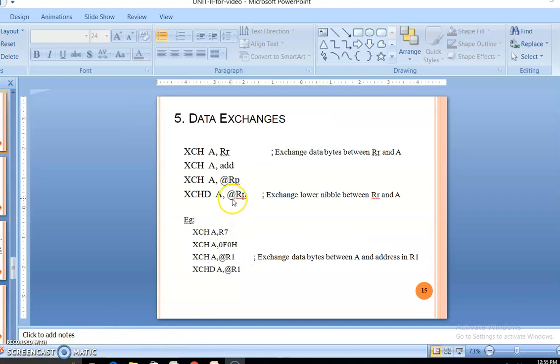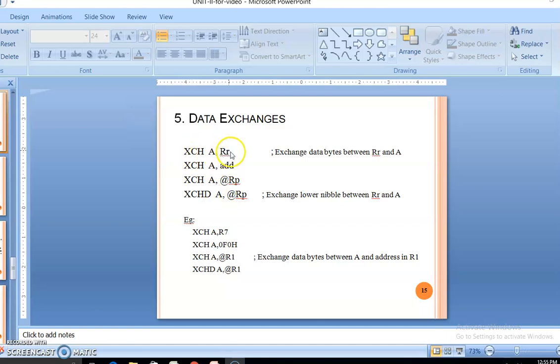And the third mnemonic to move the data from source to destination is XCH. This is the third mnemonic which is used to move the data. And see these combinations. You have to use only these combinations when you are writing an assembly language program. XCH is nothing but exchanging the data between the source and destination.